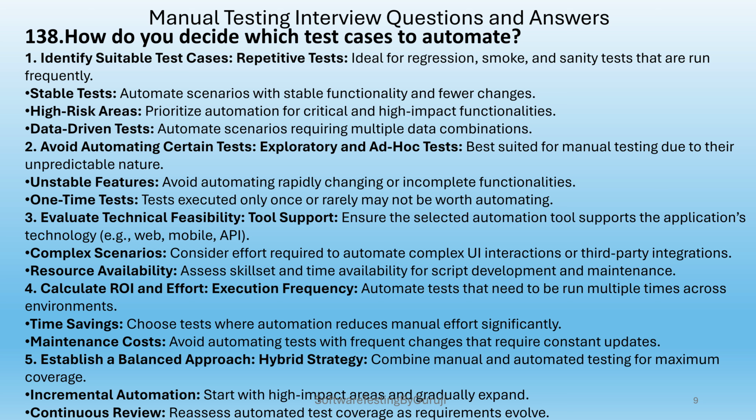Third, evaluate technical feasibility. Tool support: ensure the selected automation tool supports the application technology, that is web, mobile, or API. Complex scenarios: consider the effort required to automate complex UI integrations or third-party integrations. Resource availability: assess skill set and time availability for script development and maintenance.